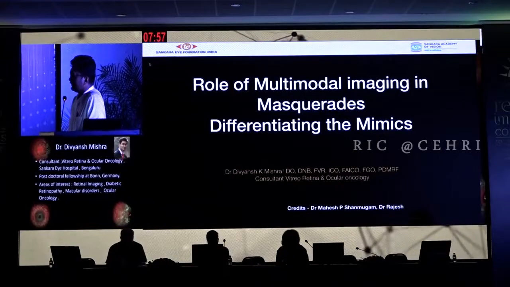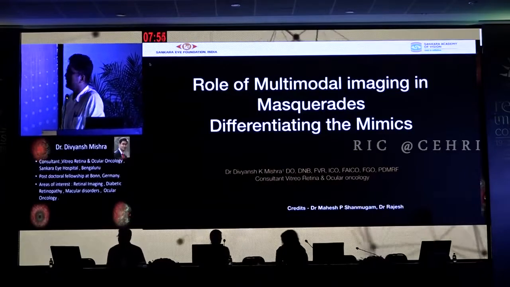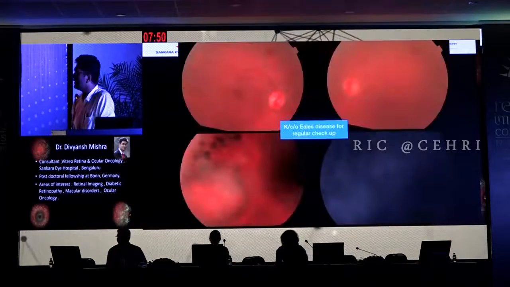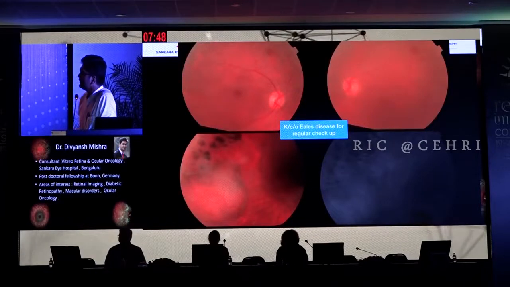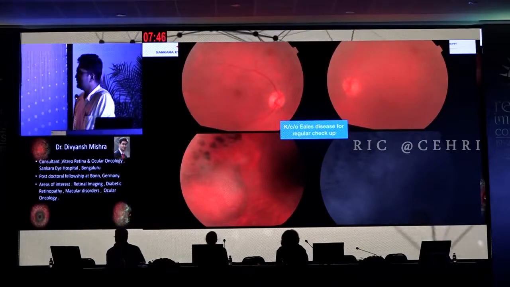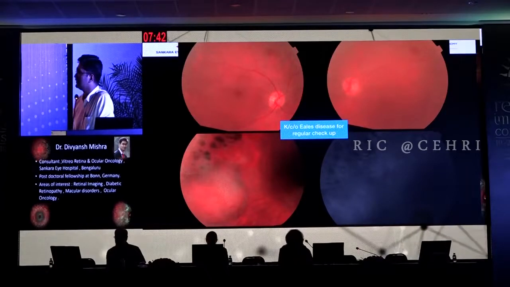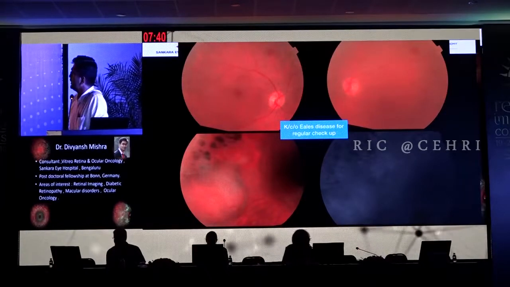So I was given a topic of role of multimodal imaging in differentiating mimics. So this is my first case. The case is a known case of Eales disease which presented to us for a routine checkup. As you can see, the laser marks are there.